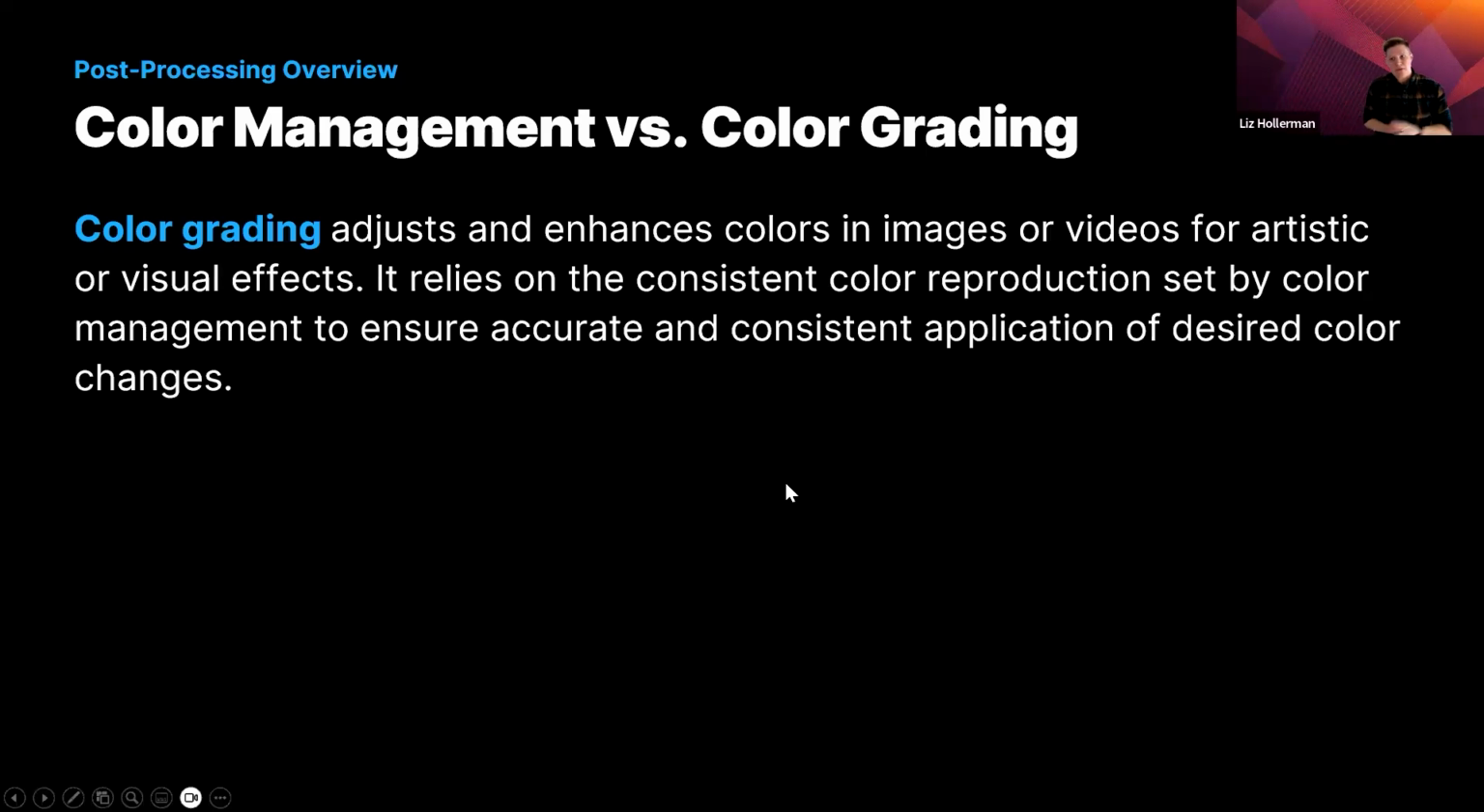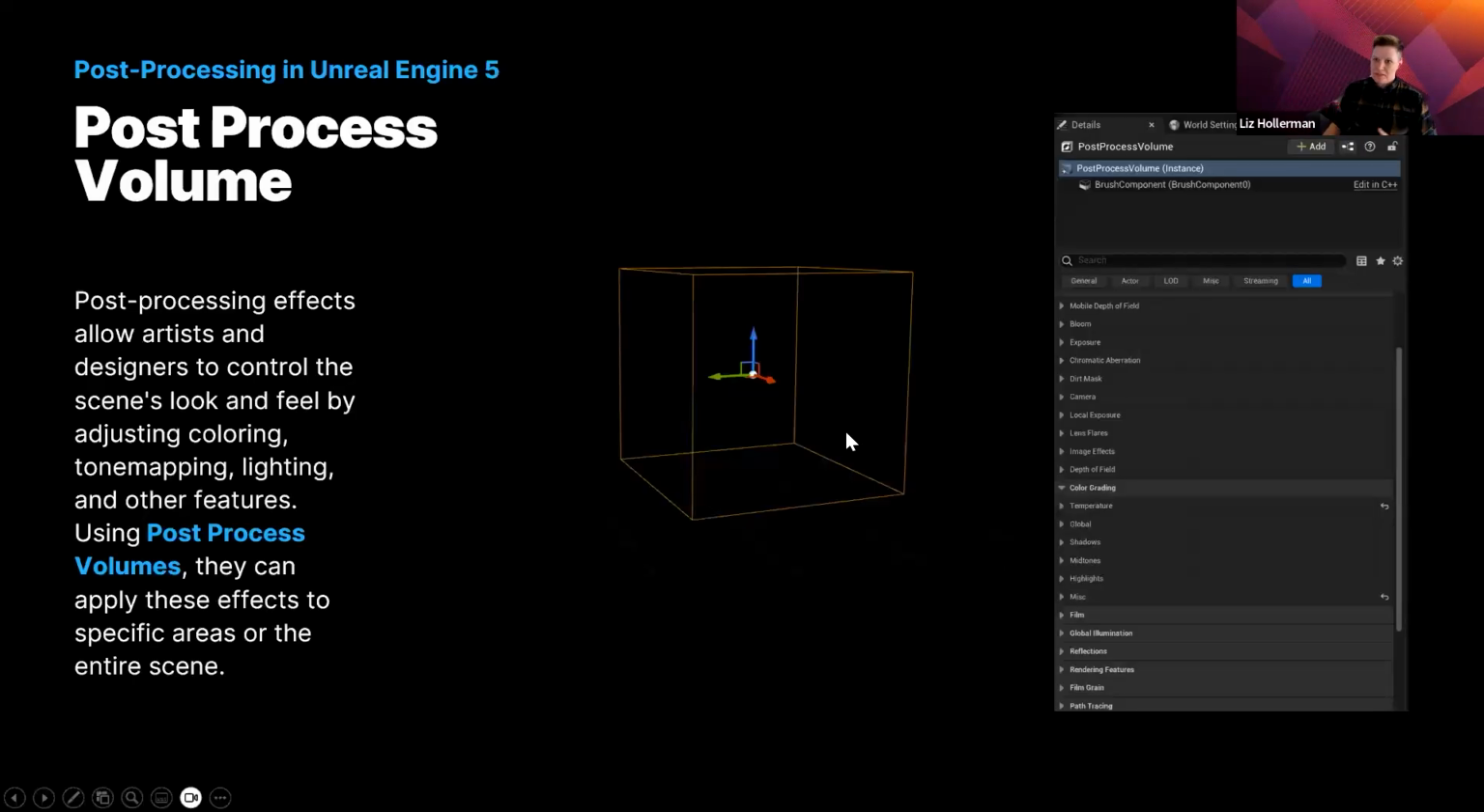Now that we've gotten OCIO and we've talked about it a little bit, and we know what sort of color management system we're going to go to, we want to talk about what color grading is. Some of you have probably heard that term before. Some of you are probably more than familiar with that term. But it's essentially how you'll adjust and enhance the colors or images in your scene. And it's going to be for artistic or visual effects, okay? You're going to rely on consistent color reproduction set by color management to ensure that it's consistent, okay? We're going to use post-process volumes to help us with that, okay?